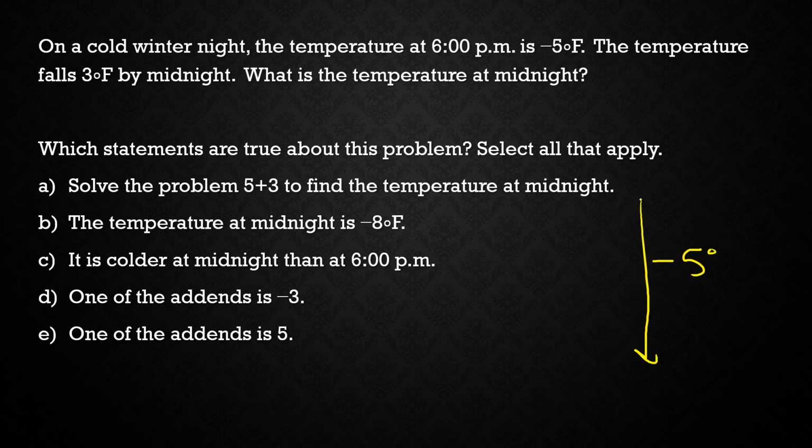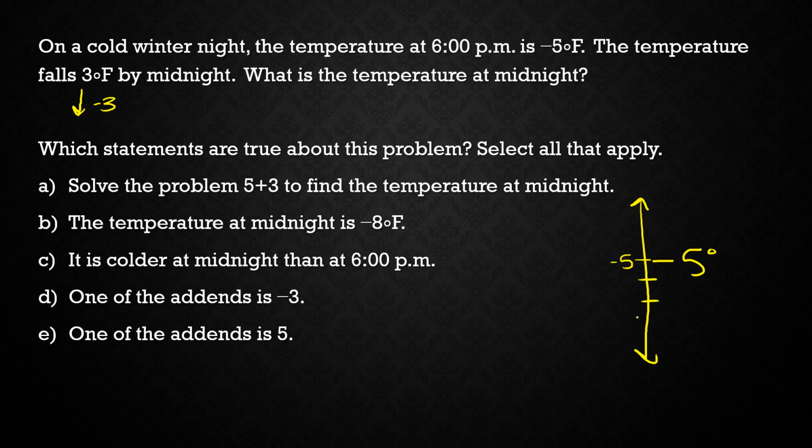Okay. I'm going to draw a number line here. So this is going to be -5. Then the temperature is going to fall 3 degrees. So if it is falling 3 degrees, that means the temperature is going down, right? It is going to get colder by 3 degrees, or it's going to drop -3.